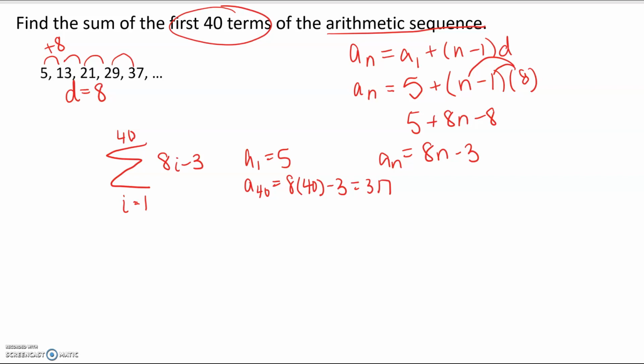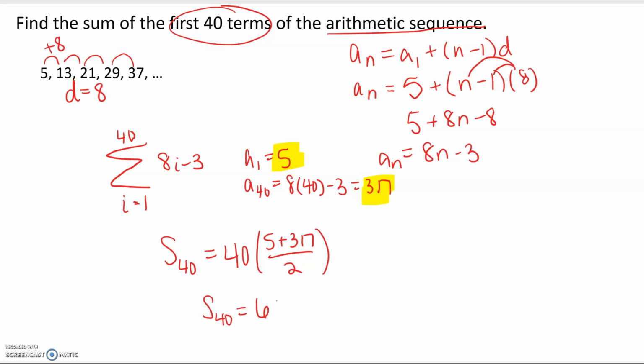And now that we have both of those pieces, we can actually figure out what the sum would be. So the sum of the first 40 terms is 40 times the quantity 5 plus 317, divided by 2. And when we simplify that, we get 6,440.